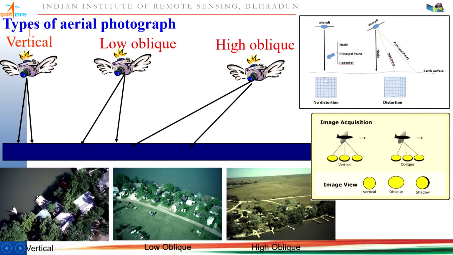As you can see in the vertical photograph, there are no distortions, whereas when you go on increasing the tilt of the camera, the distortions go on increasing. The same thing has been shown here also. The circle is a perfect circle in a vertical photograph. In an oblique photograph, it becomes oblong, an ellipse.